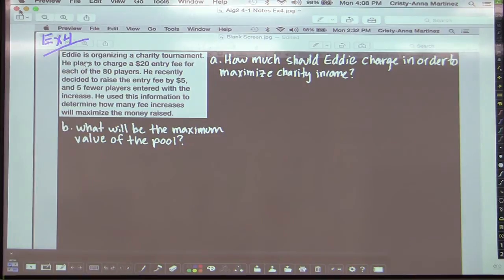It says Eddie is organizing a charity tournament. He plans to charge a $20 entry fee for each of the 80 players. He recently decided to raise the entry fee by $5, and 5 fewer players entered with the increase, because when it increases, I don't want to play anymore. So he used this information to determine how many fee increases.